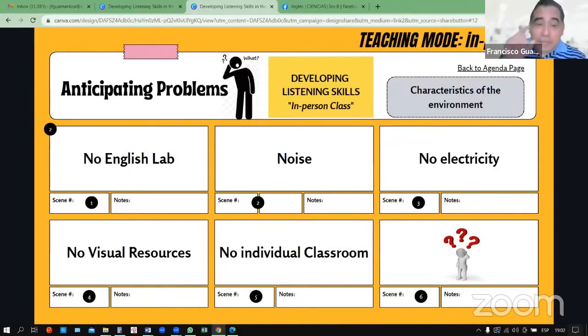Okay, anticipating problems. These are the problems we discussed when we were preparing this. No English lab, okay? There is a lot of noise, no electricity, no posters, and no individual classroom. Maybe you have another reason why you are not working on listening skills, guys. Are you writing something? Why are you not working on listening skills? We want to see something.